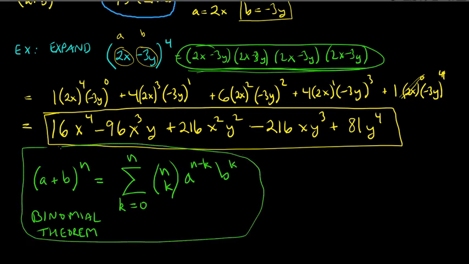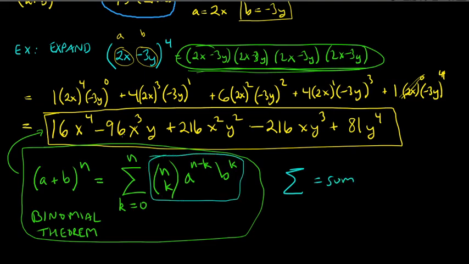And using this, we could have written this out in much the same way. So if you don't know what this symbol is here, again, that's a summation question. This just means sum. So I'm adding up all these terms, right? Because that's what you're doing. You're just adding or subtracting.